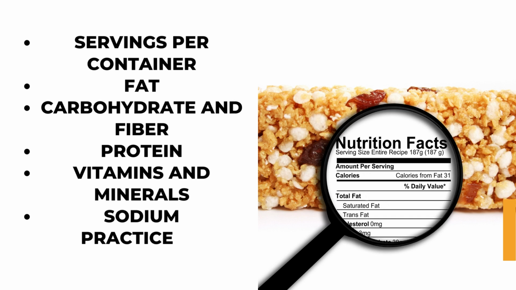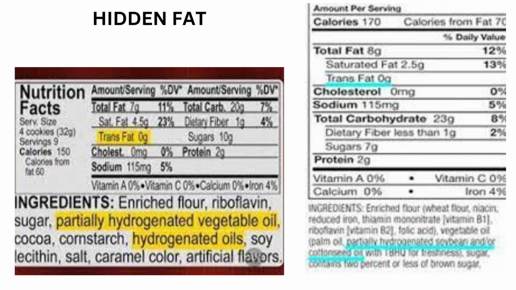Okay. So now let's practice. Let's practice looking at some labels. All right. So we talked about that hidden fat. Let's take a look at it here on these two labels. As you can see, both of these labels say 0 grams of trans fat. But if you look at the ingredients list, they both have partially hydrogenated vegetable oil or soybean oil, right? Or cottonseed oil or hydrogenated oils, right? It's full of oils. So you can't be fooled by that label that says 0 trans fat.